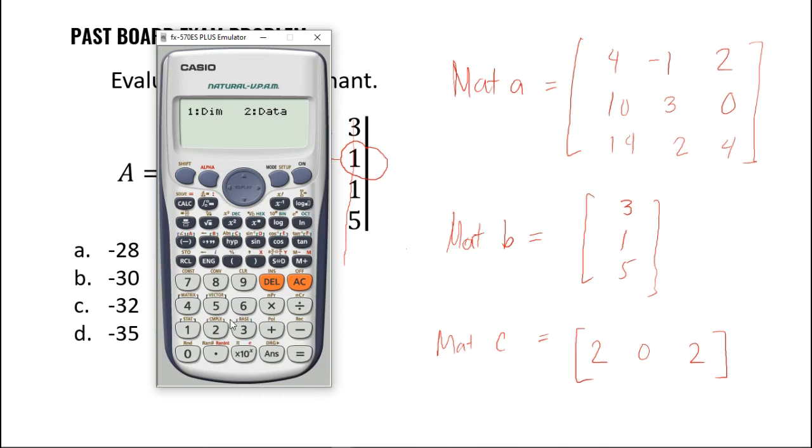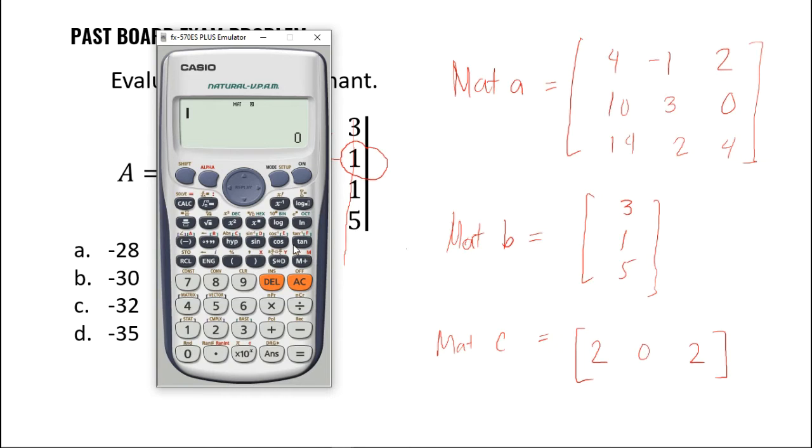Then, we have here shift matrix. So, punta tayo ng data. Then, matrix B tayo guys. Input natin yung matrix B. So, matrix B is a 3 by 1 matrix. So, number 3. Then, input natin lahat. So, 3, 1, and 5. Okay? Now, after that, of course, AC ulit.